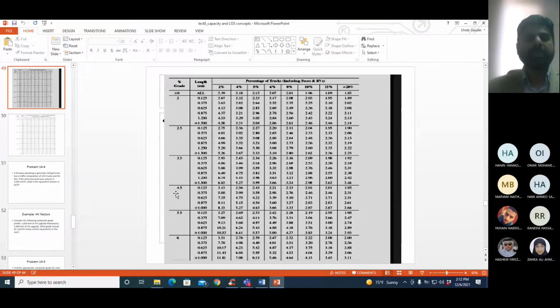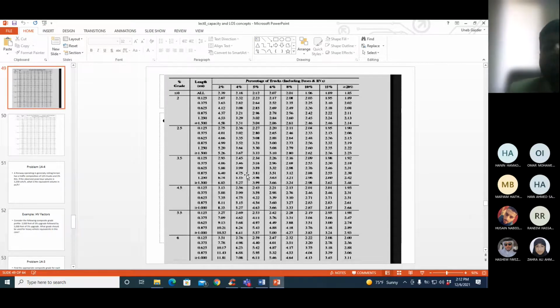And for 4.5% gradient, and the range obviously 1.5 is more than 1, right? So again, this row, and the factor is again 5.27. So I'm interpolating between 5.27 and 5.27. So no need for interpolation, right? Because the values are the same. But if the values were different, you would have interpolated between them.